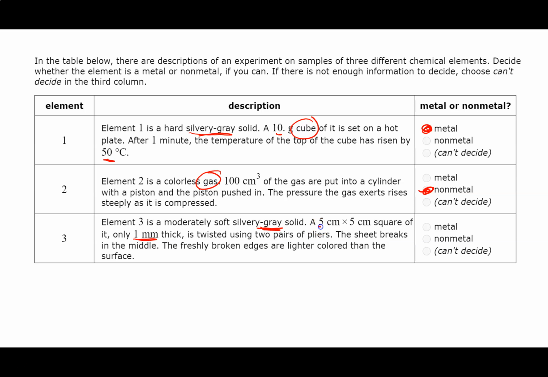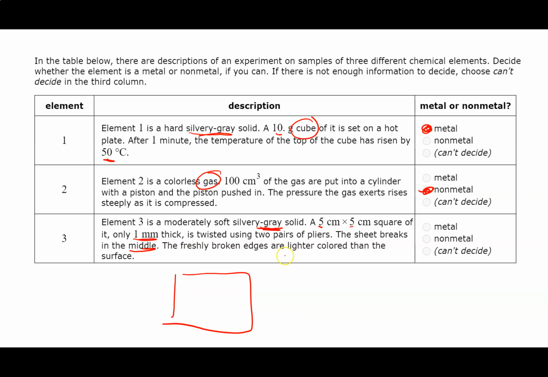It's about 2 inches on a side, this square, but it's really thin. It's only a millimeter thick. It is twisted using 2 pairs of pliers. So they're checking to see whether it's brittle or whether it's malleable. And the sheet breaks in the middle, right?